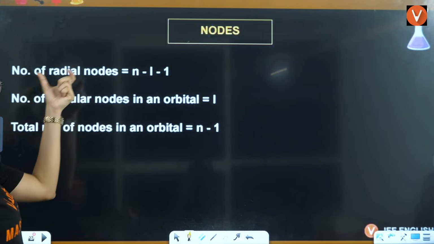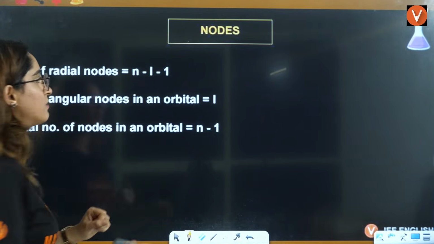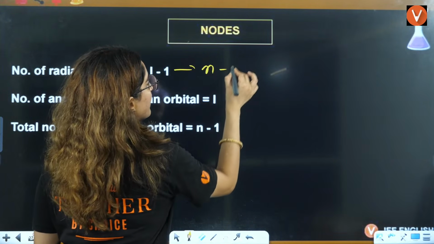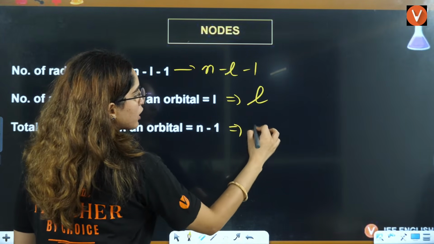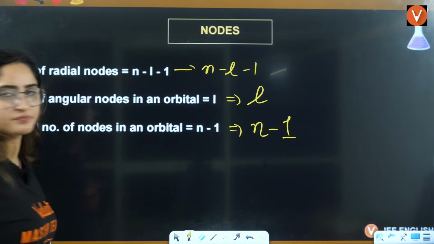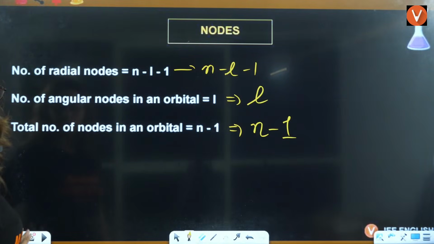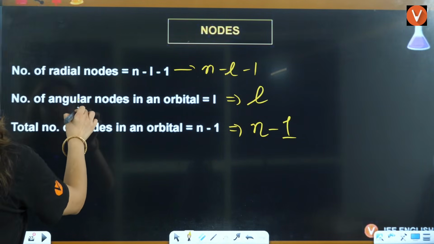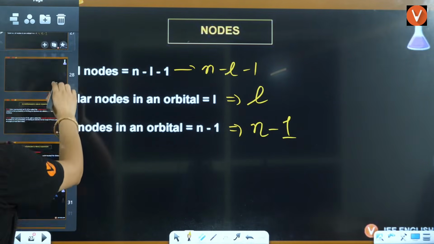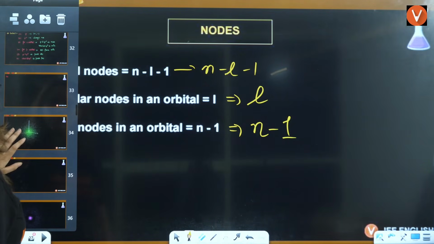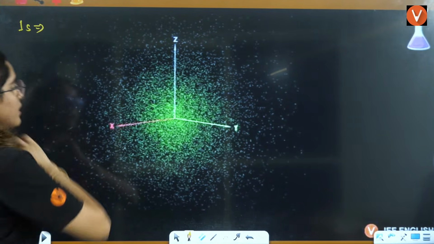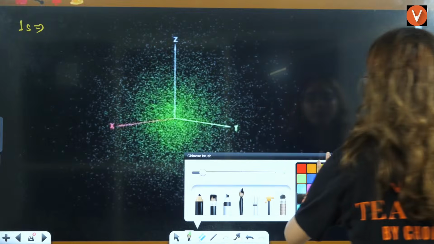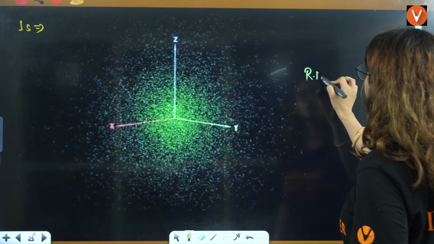Now, the formulas: for radial node, it is n minus l minus 1. For angular node it is l, for total node it is n minus 1. I'll apply the formulas now. Let's see if you can find that or not. This is 1s. For 1s, how many radial nodes will you have?